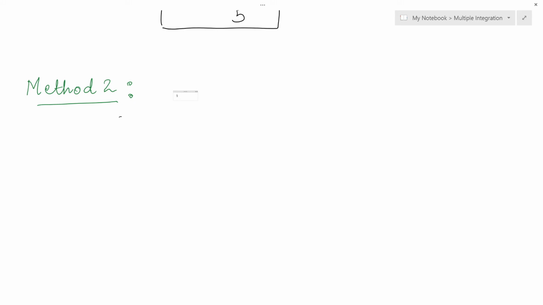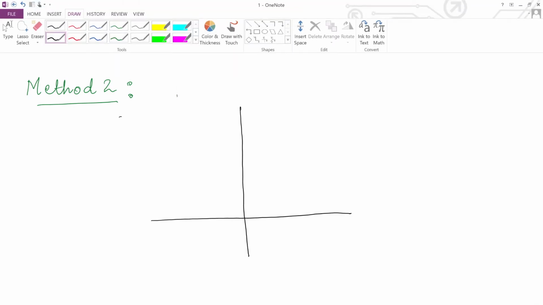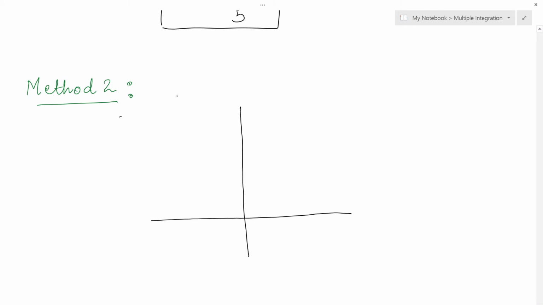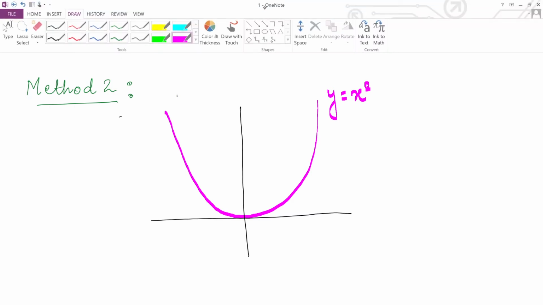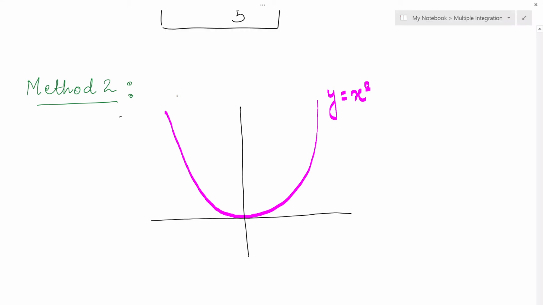So in method 2, I am going to show the same curves that we saw in method 1. So basically for method 2, let us draw the curve y is equal to x square, then the line, we'll draw with a different color. The line x plus y is equal to 2. Let me show that line by this.